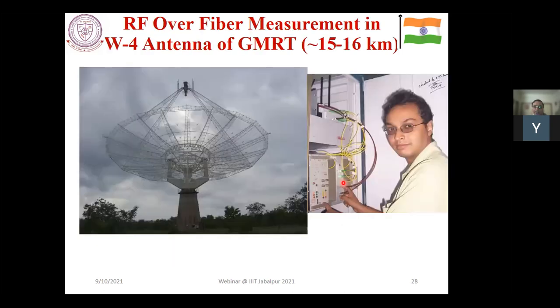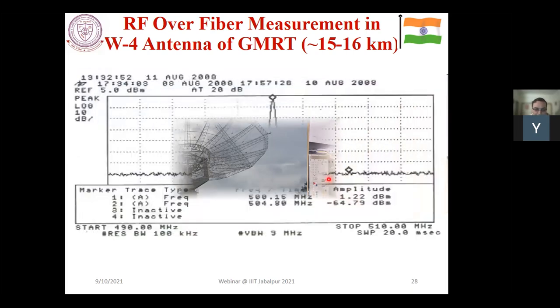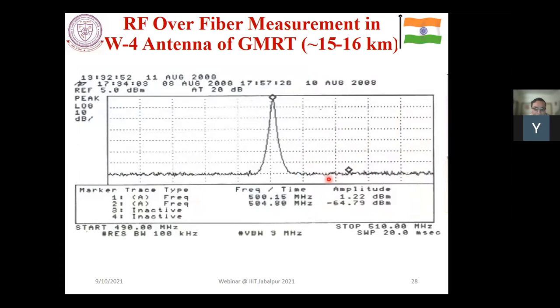Now, an RF signal gets propagated over a much larger distance in a communication system, and here we are doing some kind of experiment. By the way, this was me in 2008, doing some experiment at the W4 antenna of GMRT, something around 16 kilometers away from the center. So you can see that you have transmitted some signal and you can receive it at the desired location.